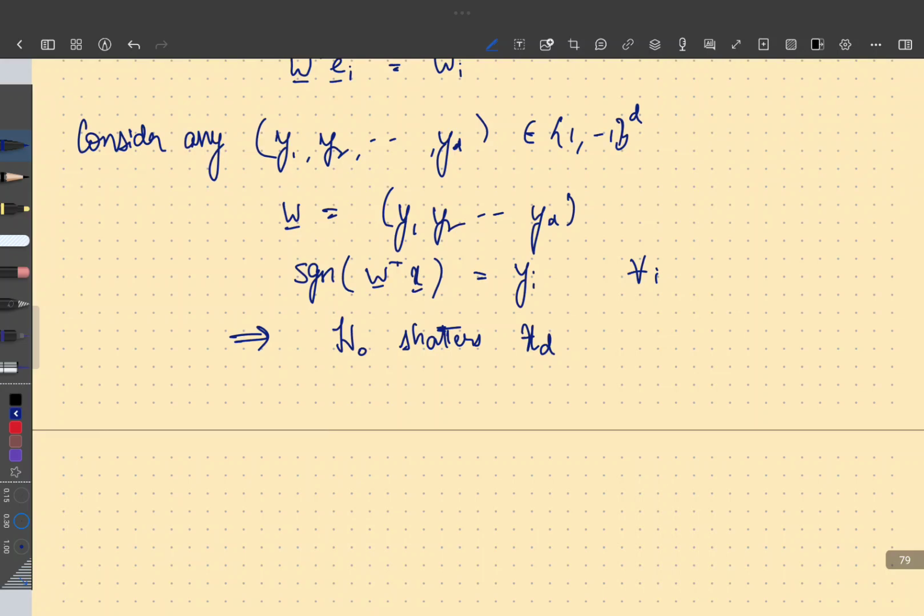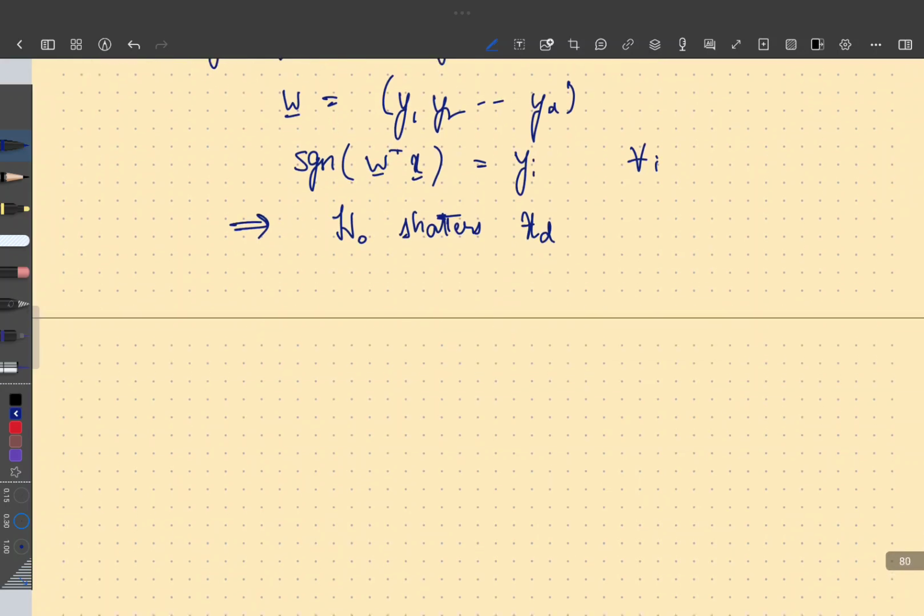Okay, that was easy. Now we want to show that no set of size d plus 1 can be shattered by H naught. And that's a slightly more difficult part.